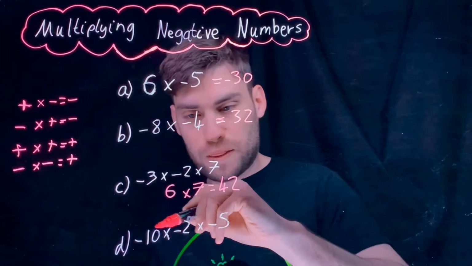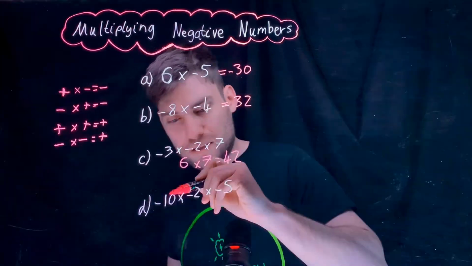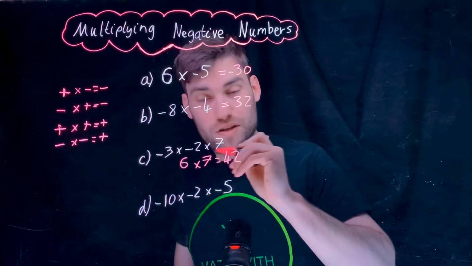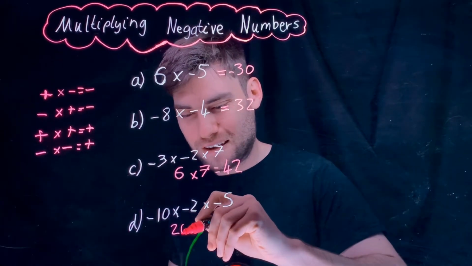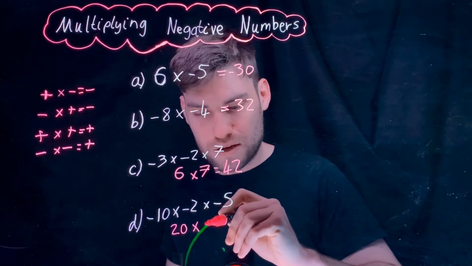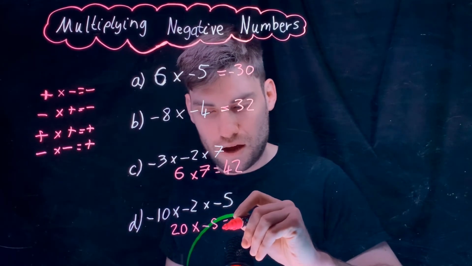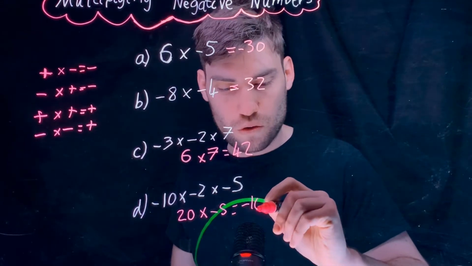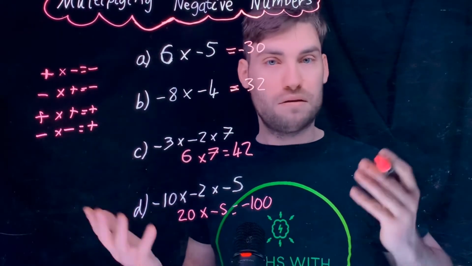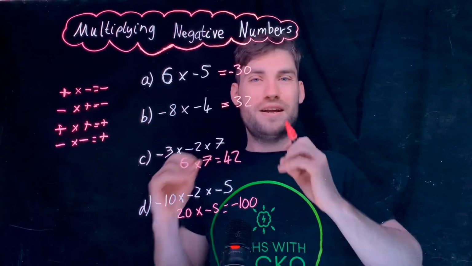Yeah, so 2 negatives. So minus 10 multiplied by minus 2 would be 20. And then we're multiplying 20 by minus 5. And that will be minus 100. And that is it. Multiply negative numbers.